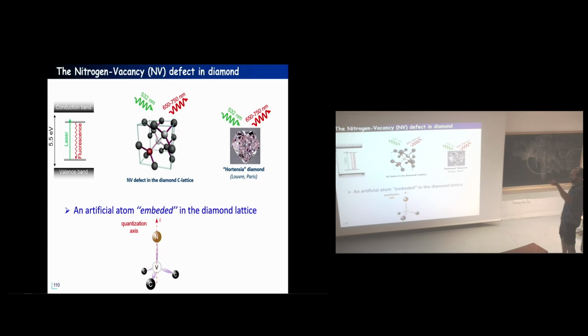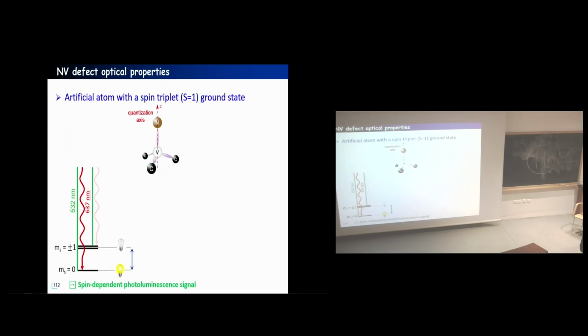The properties of these things have been deeply studied for maybe 20 years because it can be used as a qubit in quantum processing science. But for us, it's enough to consider that this is an embedded artificial atom in the diamond lattice, except that it has a very specific quantization axis, which is the axis between N and V. There is only one electron. This system is a one-electron system with a spin triplet as ground state.